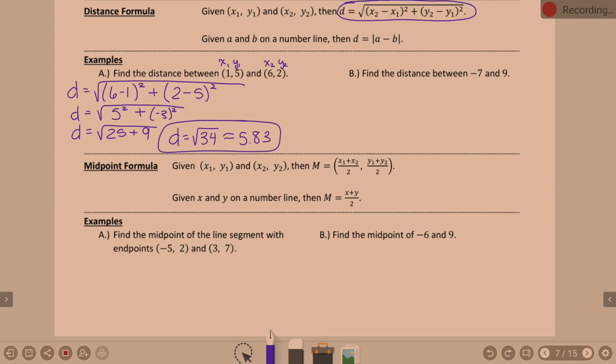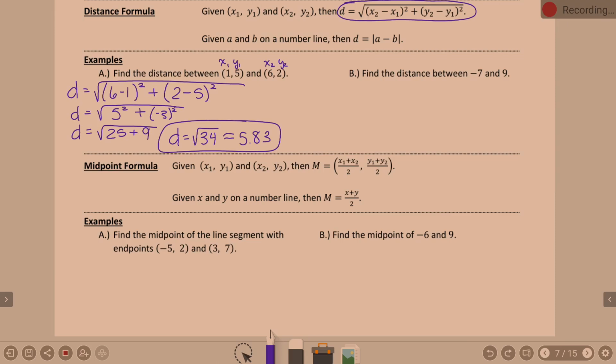Number 16. Find the distance between negative 7 and 9. How do we do this? No way we're doing the full equation. Logan's going to argue with me, surprise, surprise. But do you have to use the formula? Not on this one. I understand what he's saying.